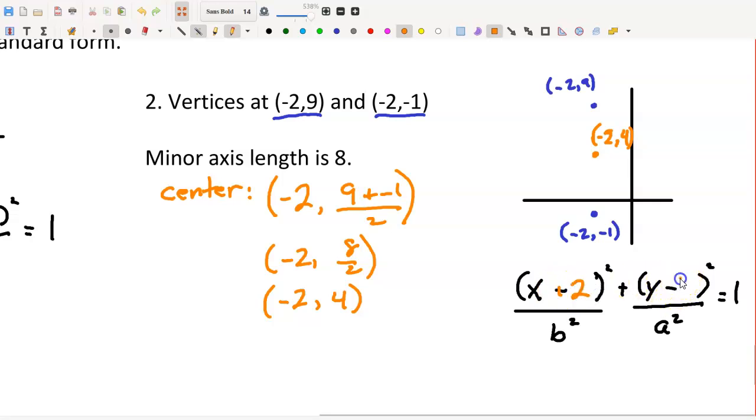So you probably figured out by now, we got our center. Last problem was foci, this time it's vertices. Same thing, find the midpoint. And hopefully you caught that this is opening vertically, so the a squared is below the y. Okay? That's very key. So that's different from the last one. You have to check every problem, which way is it opening, and make sure that a squared is in the right place.